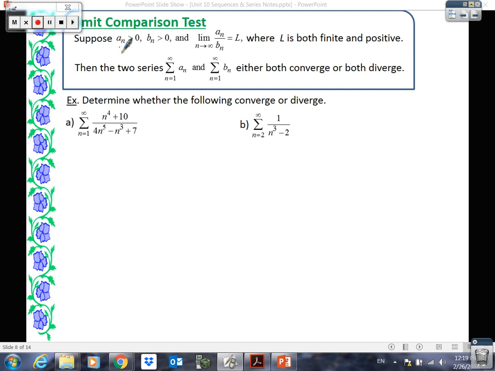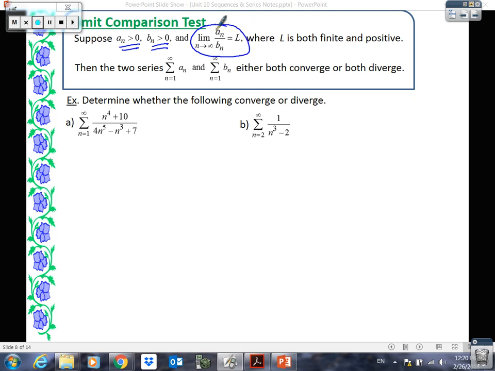Again, critical, important, our a sub n is our original series, our b sub n is our chosen one, the one that we pick, the comparison. They both need to be bigger than 0, so it's the same criteria as the other one. So that's where that stops, so we get that criteria. And this has to be true.